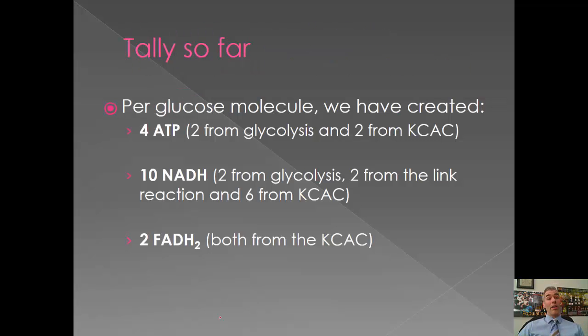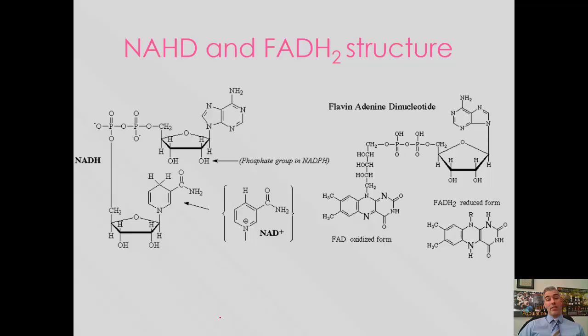So what have we made so far? We've gotten 4 ATP, 2 from glycolysis and 2 from the citric acid cycle. We've created 10 NADHs, 2 from glycolysis, 2 from the link reaction, and 6 from the citric acid cycle, and 2 FADH2s that we got from the citric acid cycle. So notice we've created a lot more electron carriers than we actually have created ATP. So now we're going to talk about the importance of these electron carriers in generating a majority of the ATP that we're going to get through the last process. So these electron carriers, this is their structure. Now if we look at them, you should be able to figure out what overall type of macromolecules these are.